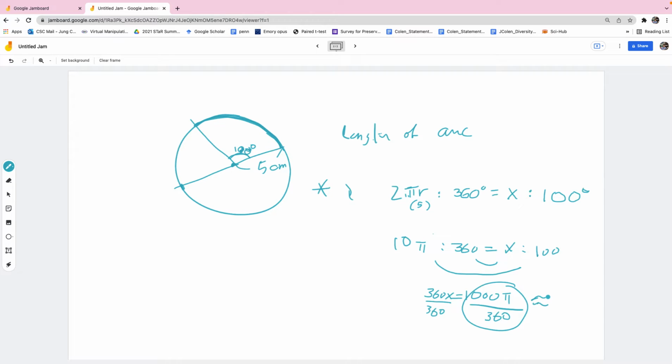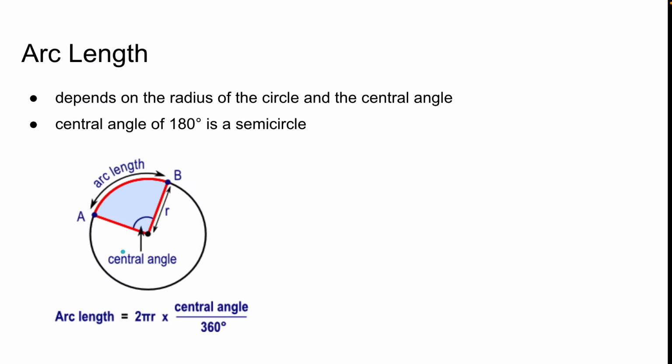If it says round it, you can use the pi key in the calculator and calculate that. So if I do that, let's see what I get. 1000 pi divided by 360. It's about 8.726, so about 8.73 centimeters. Don't forget the unit. Okay, so that's how you use the proportion to find the arc length.